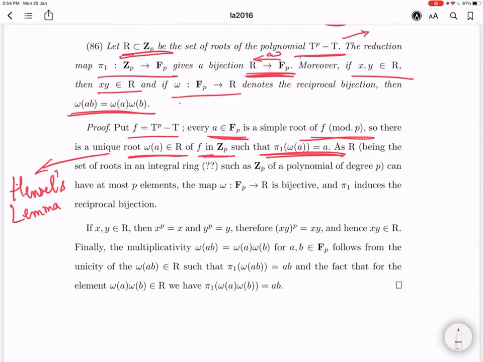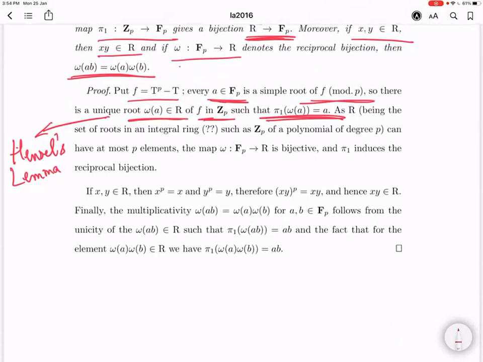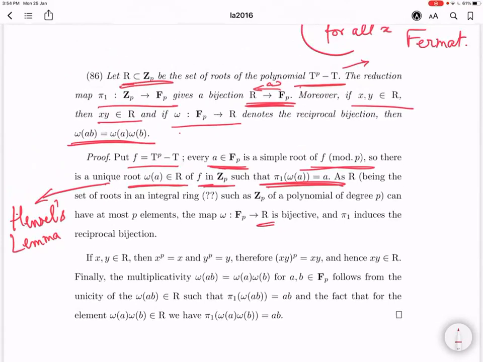Okay, so now I have found, how many roots have I found? I found p roots. I found one root for every a in F_p. So this R has at least p elements, and it can't have more than p elements because it's the set of roots of a polynomial of degree p. So R has exactly p elements, and therefore this map, reduction modulo p from R to F_p, is a bijection. And I take omega to be the reciprocal bijection.